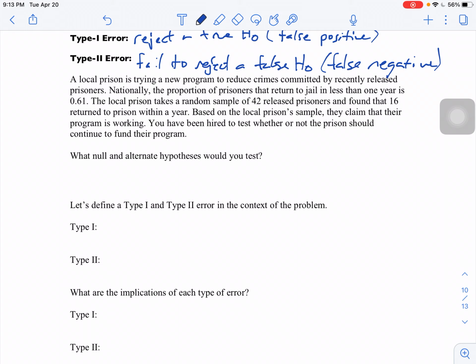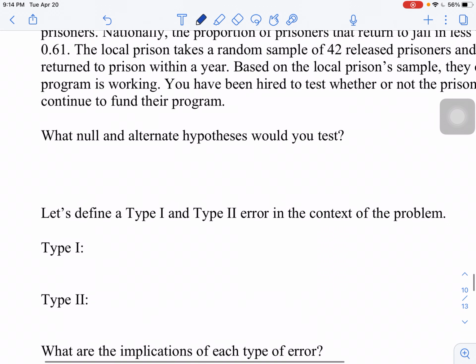A local prison is trying a new program to reduce crimes committed by recently released prisoners. Nationally, the proportion of prisoners that return to jail in less than 1 year is 0.61. The local prison takes a random sample of 42 released prisoners and found that 16 returned to prison within a year. Based on the local prison sample, they claim that their program is working. You have been hired to test whether or not the prison should continue to fund their program. So what are the null and alternative hypotheses you would test?